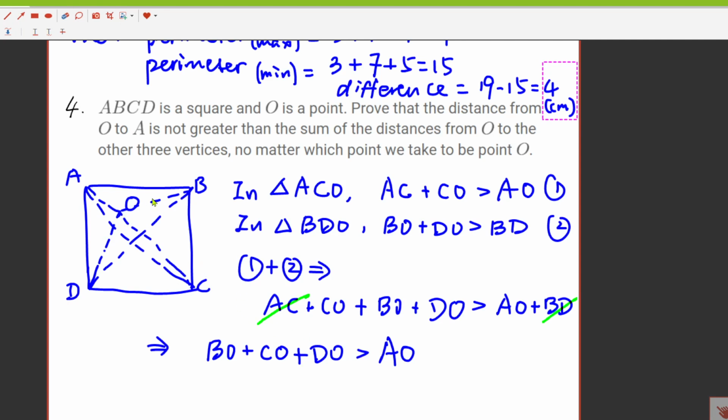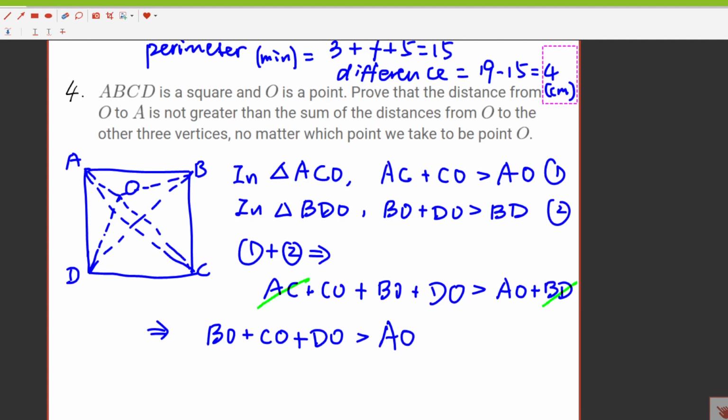Of course, if O is on top of either B, C, or D, the statement here is obviously true. So I'm not going to write the cases where O is on top of B, C, or D there. Okay, we only consider general cases where O is not on top of A, B, C, or D. Have a look at the solution here, and let me know if you have any questions.